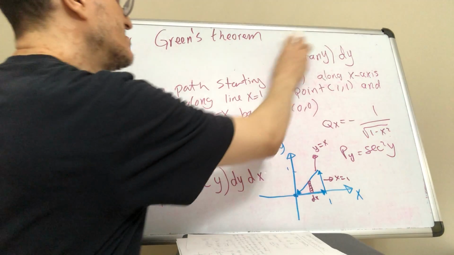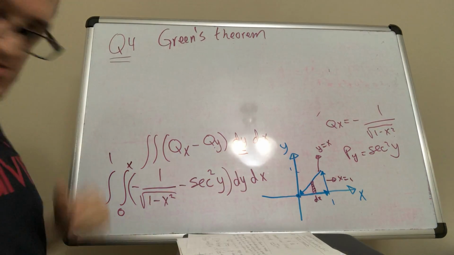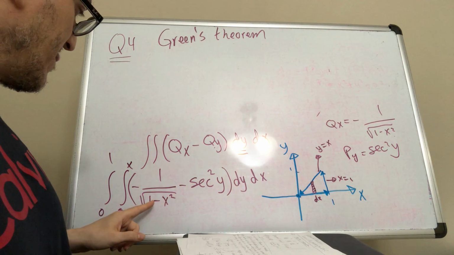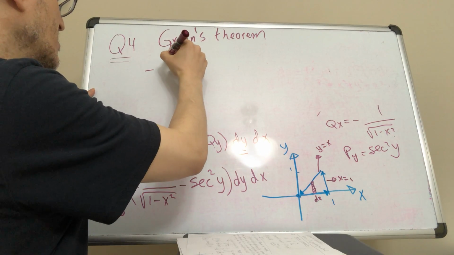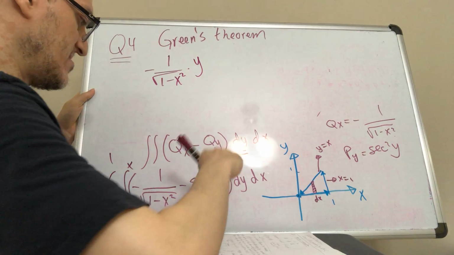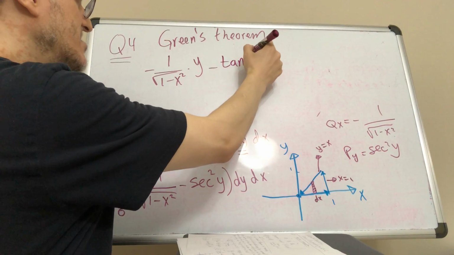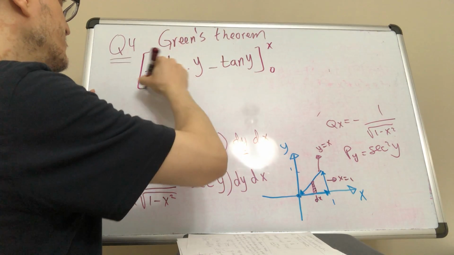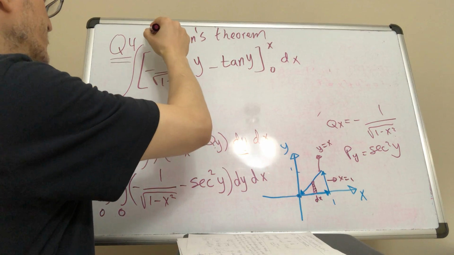I'm going to erase some of this. Now, the integral of this with respect to y, since this is all constant, it would be this whole thing times y. And the integral of this with respect to y would be tan y. We're going to plug in x and 0, and then integrate the results from 0 to 1.